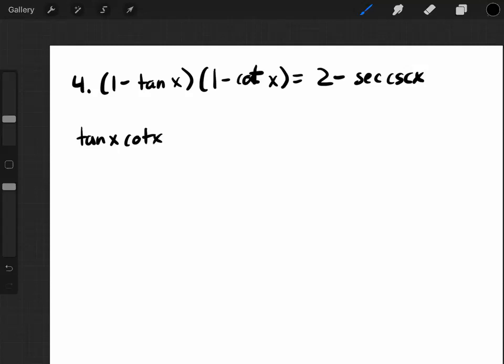Actually, sometimes you can work from the other side, and I forgot that you could do that because that is a little bit harder to FOIL out. So let's just work on this side, the 2 minus secant cosecant x.